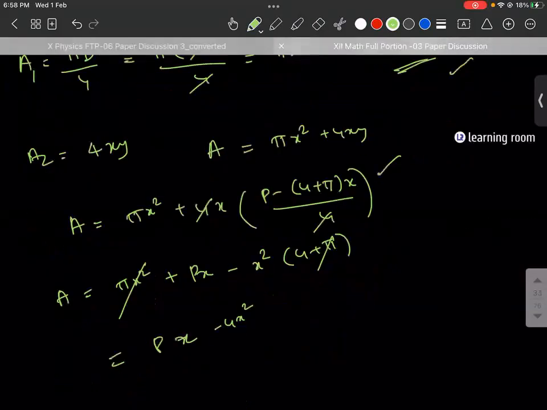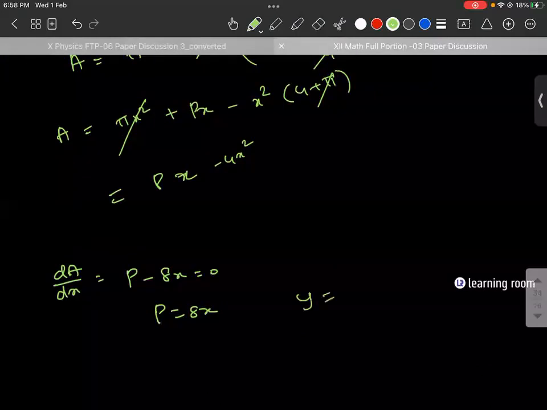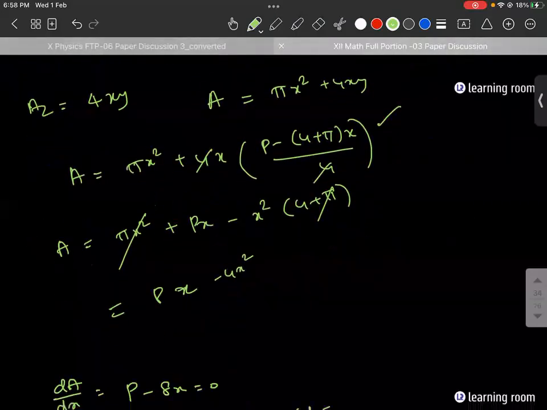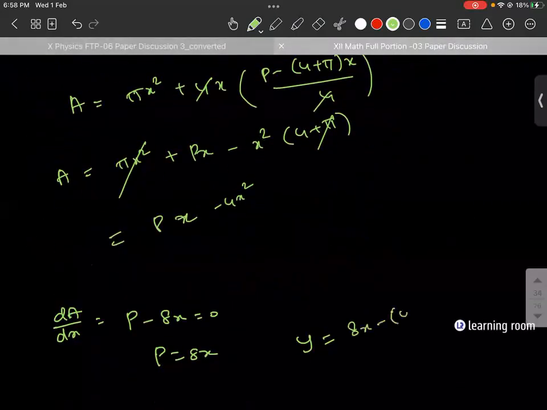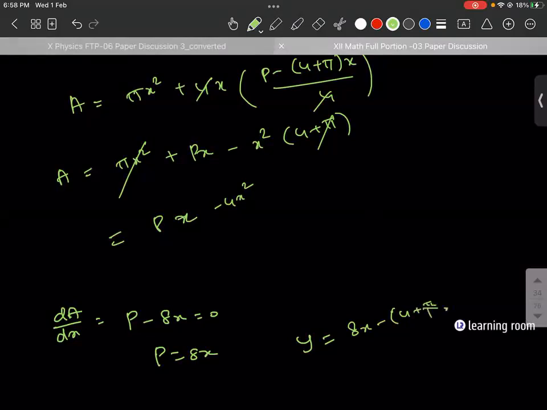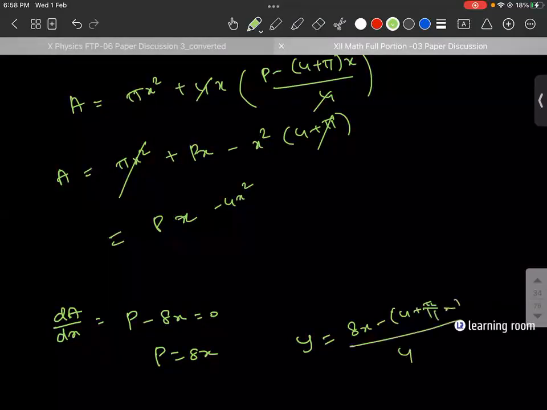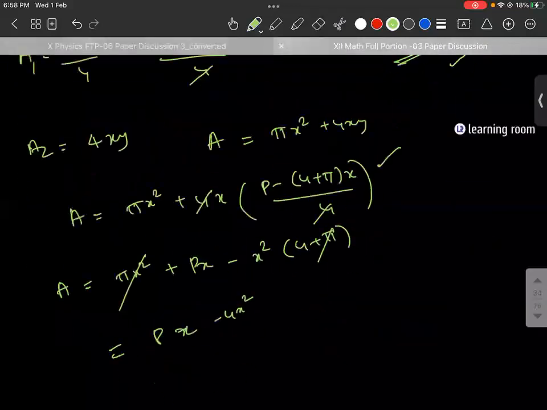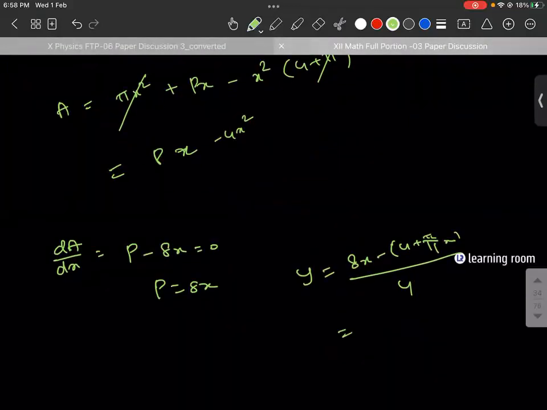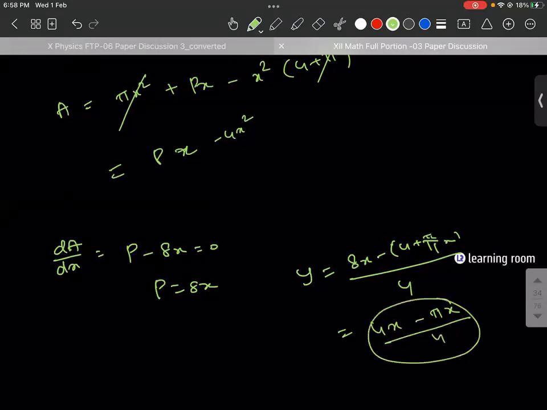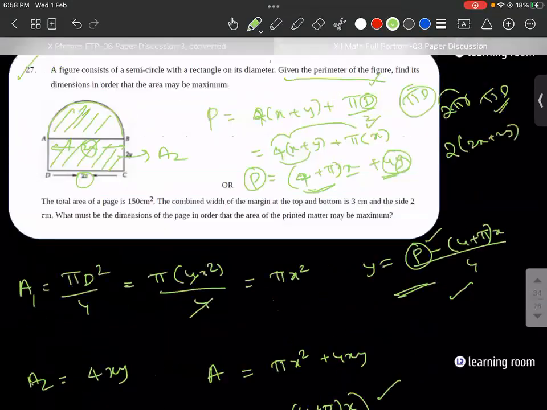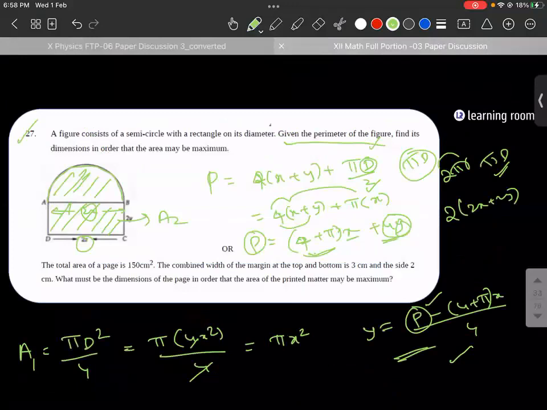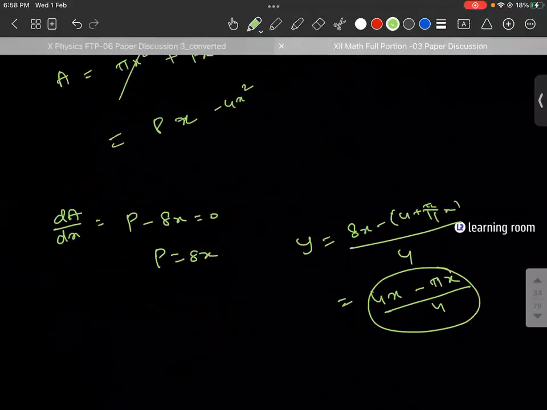So when p is equal to 8x, what will be the value of y? y will be (p minus 4 plus pi) into x divided by 4. So y is equal to 4x minus pi x divided by 4. So what did they ask actually? Find its dimension. So we got the dimensions, no?